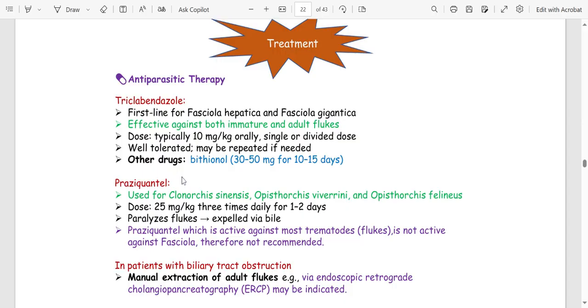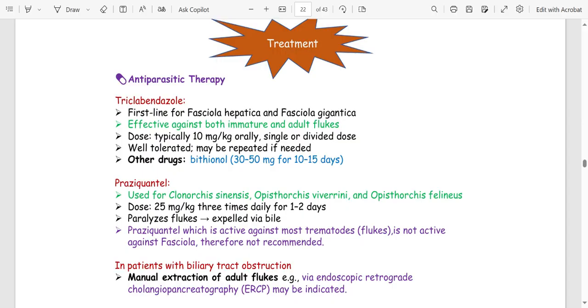Praziquantel is useful for Clonorchis sinensis and Opisthorchis also. But even though praziquantel is effective against most of the worms, please note it is not effective against Fasciola hepatica or gigantica. This is strange, because it's actually the drug of choice for most of the trematodes, but it is not the drug of choice for Fasciola hepatica.